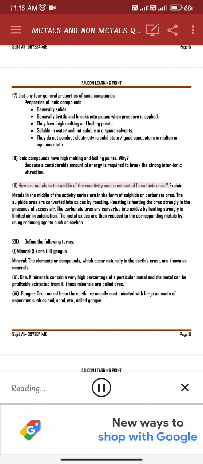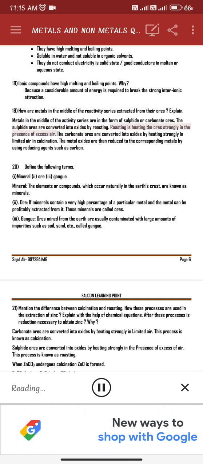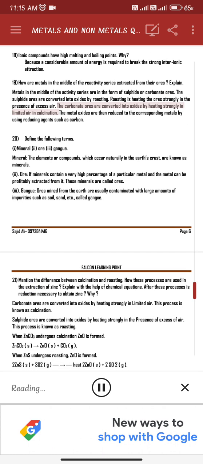19. How are metals in the middle of the reactivity series extracted from their ores? Explain. Metals in the middle of the activity series are in the form of sulfide or carbonate ores. The sulfide ores are converted into oxides by roasting. Roasting is heating the ores strongly in the presence of excess air. The carbonate ores are converted into oxides by heating strongly in limited air, called calcination. The metal oxides are then reduced to the corresponding metals by using reducing agents such as carbon.